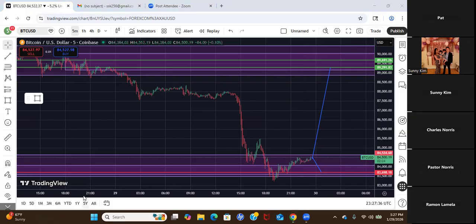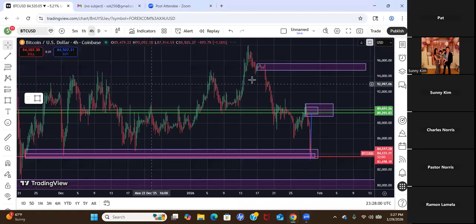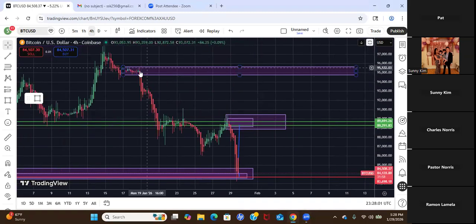When you were marking up your lines, it was so small I couldn't see exactly how you were marking them up. I'm not talking about the lines, I meant the zones. Were you marking them up from the wick, or not? No, you cover the whole wick and body. Okay. All right.